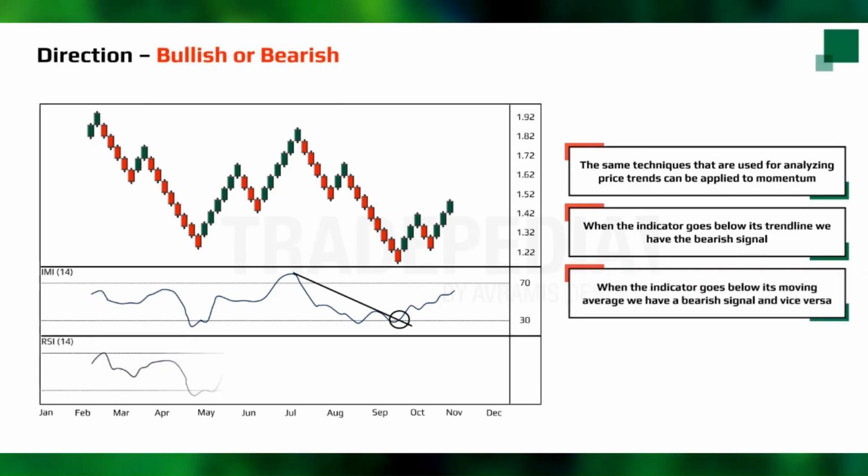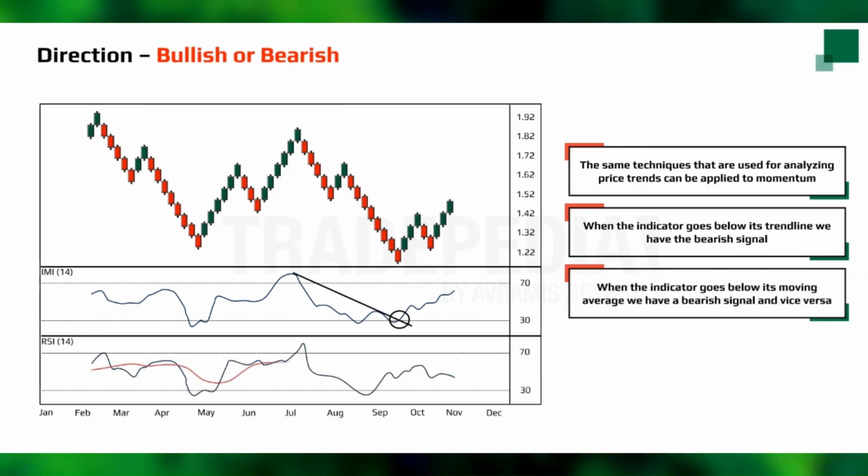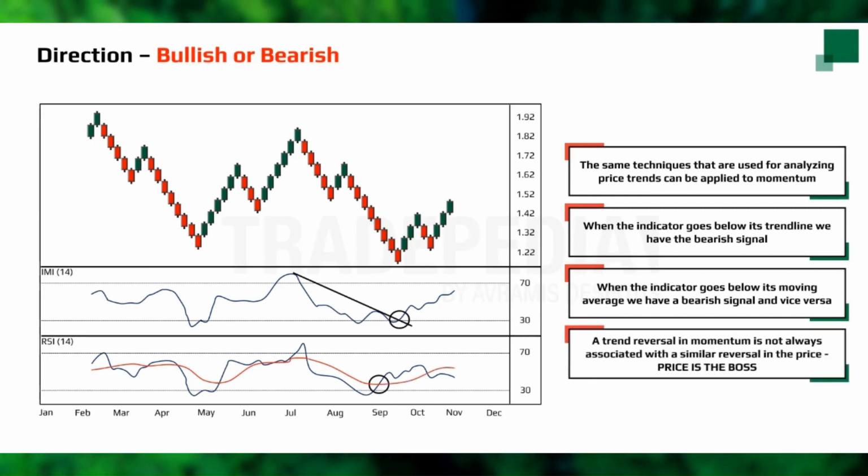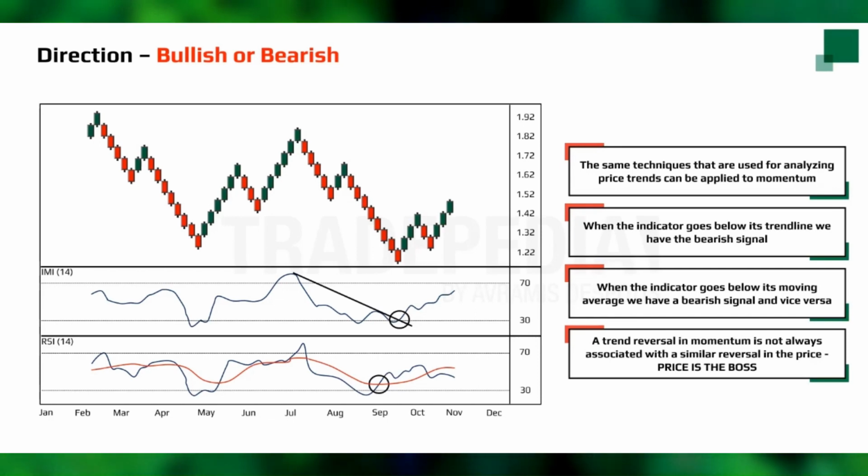When the indicator goes below its moving average, we have a bearish signal. When the indicator goes above its moving average, we have a bullish signal. Keep in mind that a trend reversal in momentum is not always associated with a similar reversal in the price. Price is the boss.